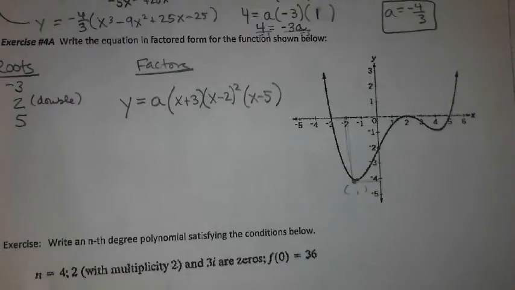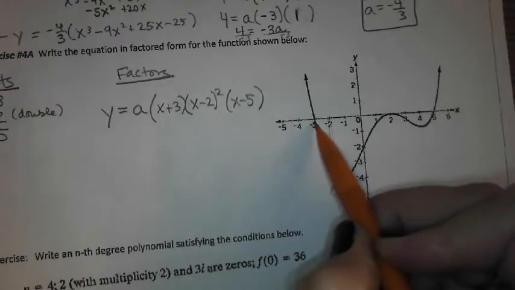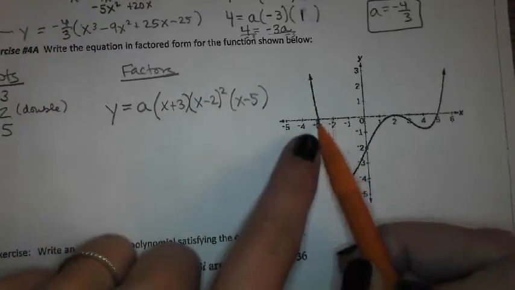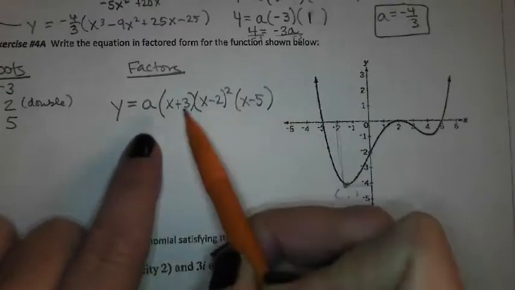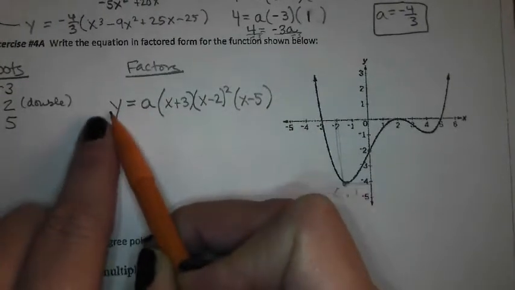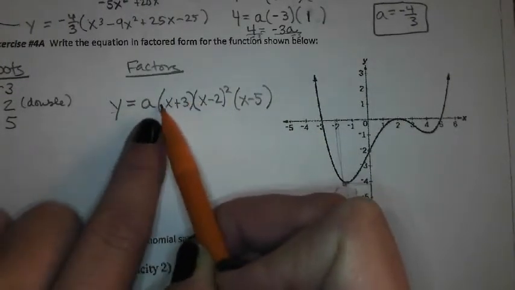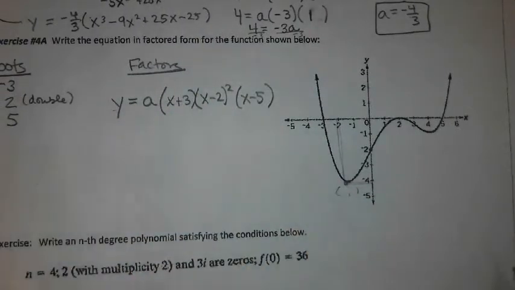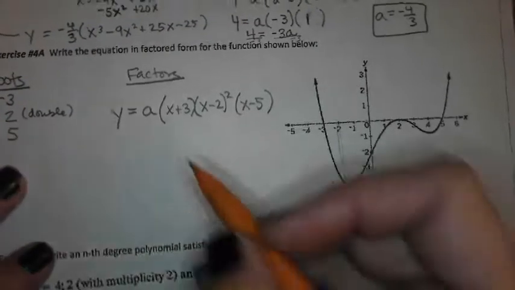So that's what I was hoping someone would say, just so we could talk about why you can't do that. If I picked negative 3, 0, and plugged in negative 3 and 0, it's going to be 0 equals 0, right? So it's not going to give you anything to find A. So you have to pick a non-root point to put in. Is that clear? Okay.